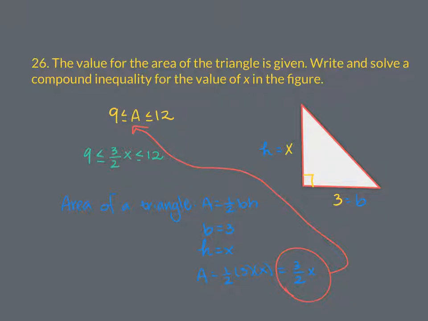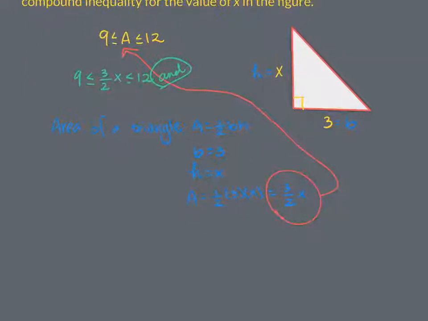Now remember in the last slide we talked about how if you see a compound inequality where you have no and statement but it's written with 9 less than or equal to and so on and so forth, this is an and inequality statement. So I'm going to rewrite this as 9 less than or equal to 3/2 x and 3/2 x less than or equal to 12.